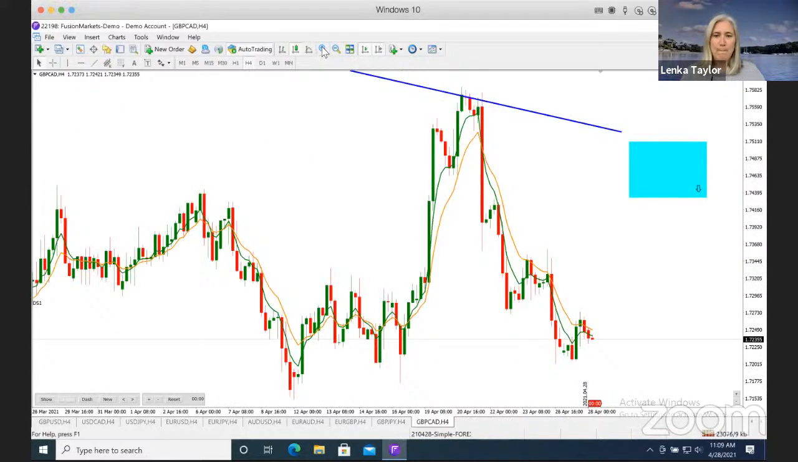All right. So that is the simple Forex setups for today, for this morning, in fact.